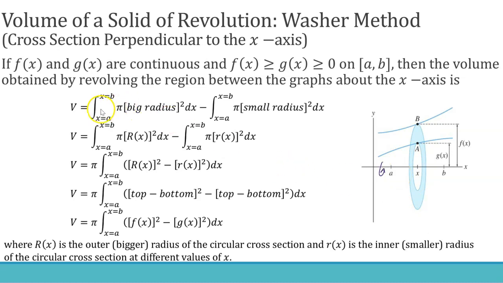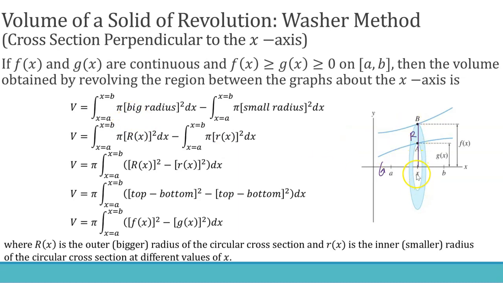Then the volume obtained by revolving this region between the graphs about that x-axis is going to be found by doing the integral from a to b of pi times the big radius squared dx. So the big radius here extends from the axis of revolution all the way to that farthest away function here, f of x. And so if we find this first integral, that's using the disk method.